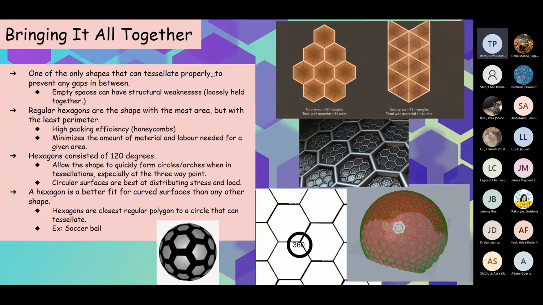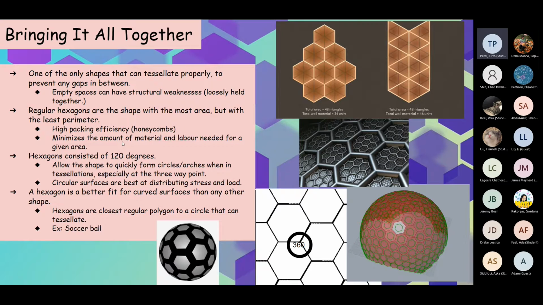So the first point is that hexagons are one of the only shapes to tessellate properly without any empty gaps in between, alongside the triangles and squares. This is important because empty gaps can create structural weaknesses, since the shapes are loosely held together. Regular hexagons are the shapes with the most area but the least amount of perimeter, which we proved through the honeycomb conjecture. This allows for the highest packing efficiency, which we talked about with the honeycombs, and it minimizes the amount of material and labor needed for a given area, which nature really loves to do because it tries to be the most efficient with the resources it has.